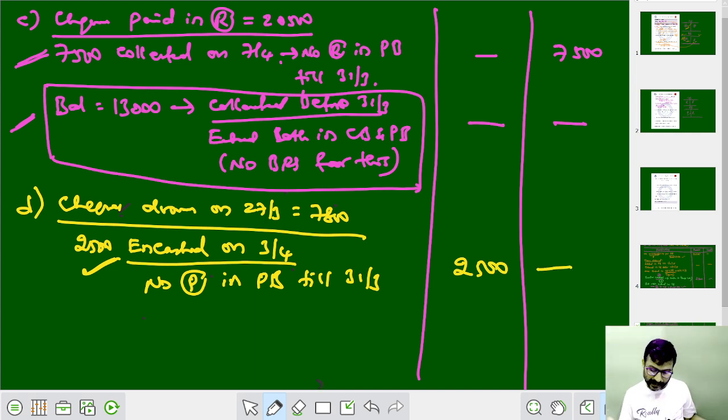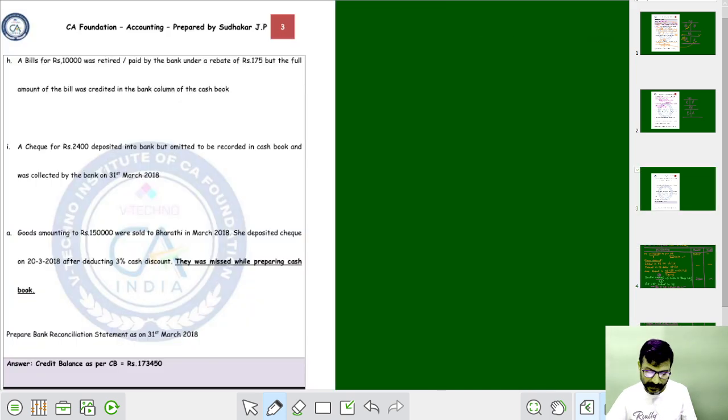Sir, what about the remaining 7,800? If 2,500 is gone, how much is left? 5,500, right? Similarly, we have to write like this: balance 5,500 encashed before 31st March. So it is entered both in the cash book as well as in the passbook, which does not require BRS. I am not writing that concept, I am only explaining it. I hope you got it. Both sentences are very, very important. Please try to understand what I am going to explain here. If you have any doubt, please comment so that I can explain in detail again.